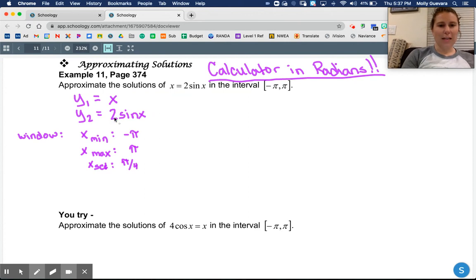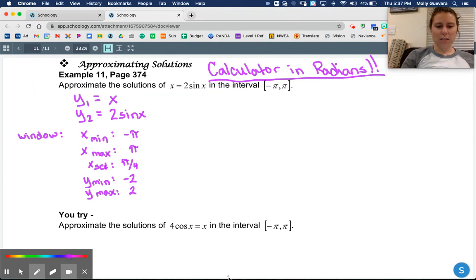Okay, and then what's the highest this graph goes? Well, the amplitude for sine is 2. So my y minimum, I'm going to want it to be negative 2, and my y maximum, I'm probably going to want it to be positive 2. And then the y scale can just be 1, right? 1, 2. I think that's okay.